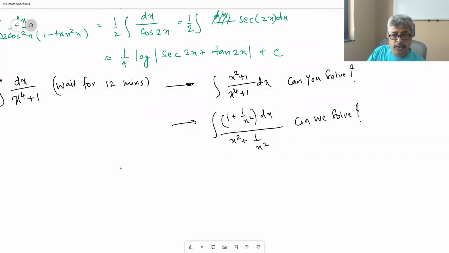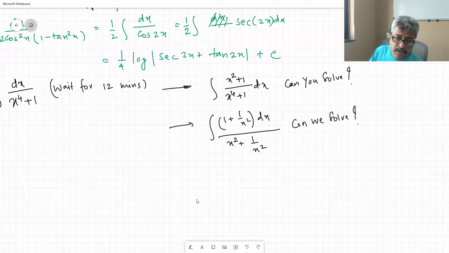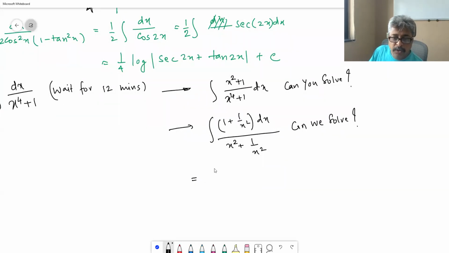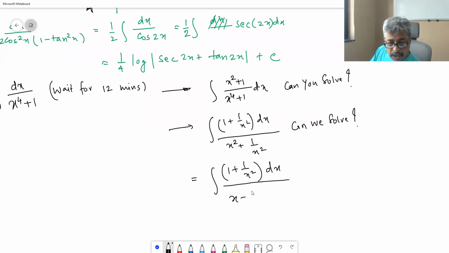Okay, I think this should be doable because this is equal to integral 1 plus 1 upon x square dx divided by x minus 1 upon x bracket square plus 2. Can be solved.